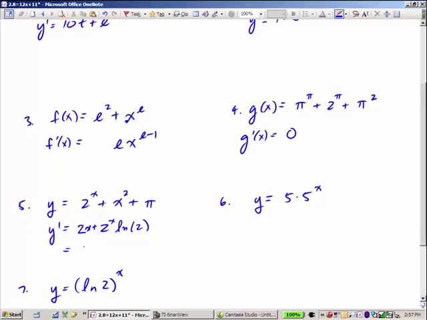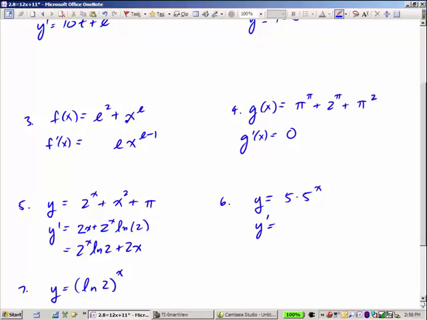And other people might like it better if we wrote it like this. Do you care what order? No, they're both the same. Yeah. Those are exactly the same. What's the derivative of 2 to the x? 2 to the x times the ln of 2. What's the derivative of x squared? 2x. What's the derivative of pi? 0. All right.